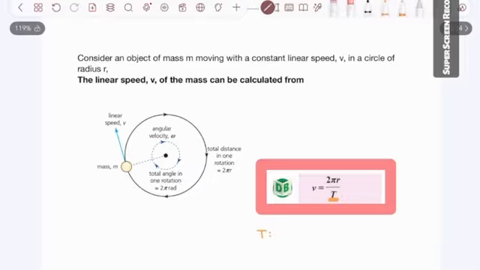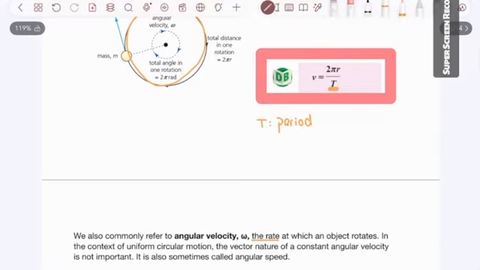If we were to consider an object of mass m moving with a constant linear speed v in a circle of radius r, the linear speed could be calculated from 2 pi r over T. We know that 2 pi r is the perimeter of the circle, and T being in this case the period of the motion, which is basically the time it takes to complete one full rotation along the circle. So it's 360 degrees.